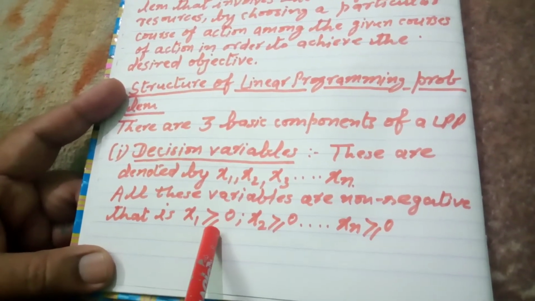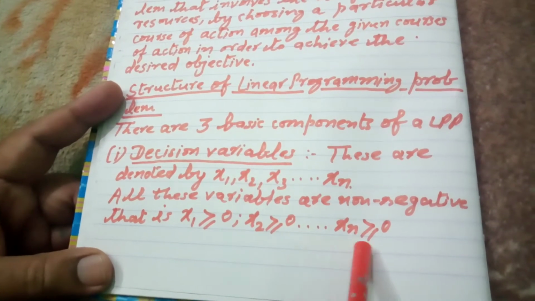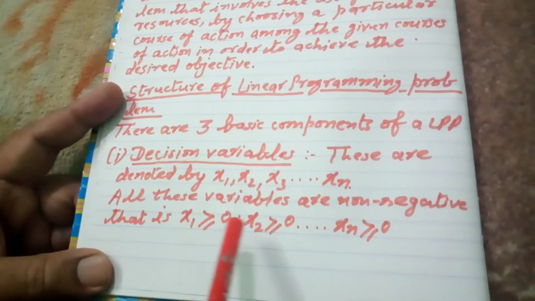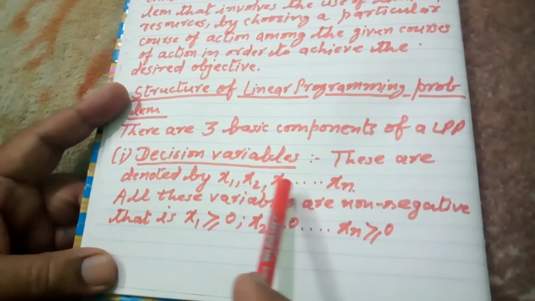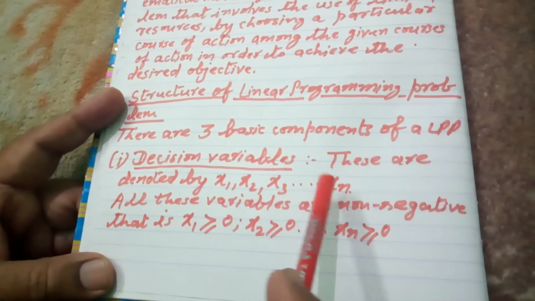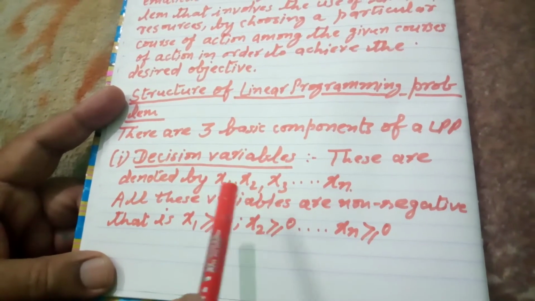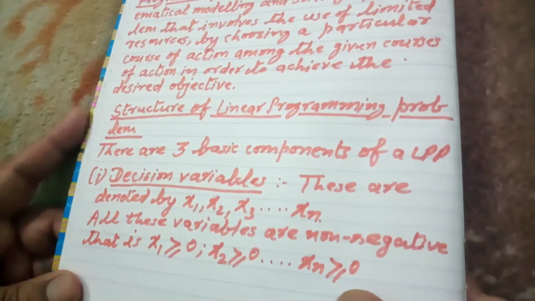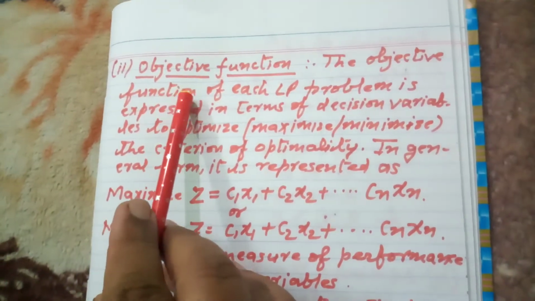So x1 greater than or equal to 0, x2 greater than or equal to 0, so on and so forth. This is something very important. So these decision variables are x1, x2, so on and so forth, and they are non-negative in nature. It means they cannot take any negative value. Then the second important component is the objective function.